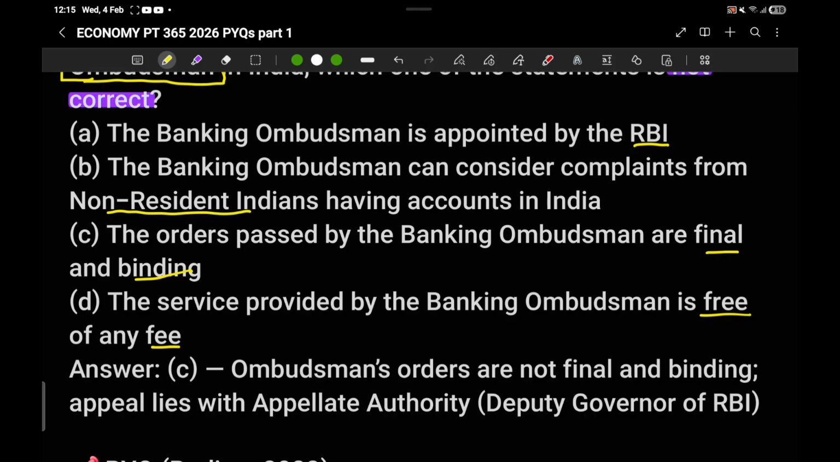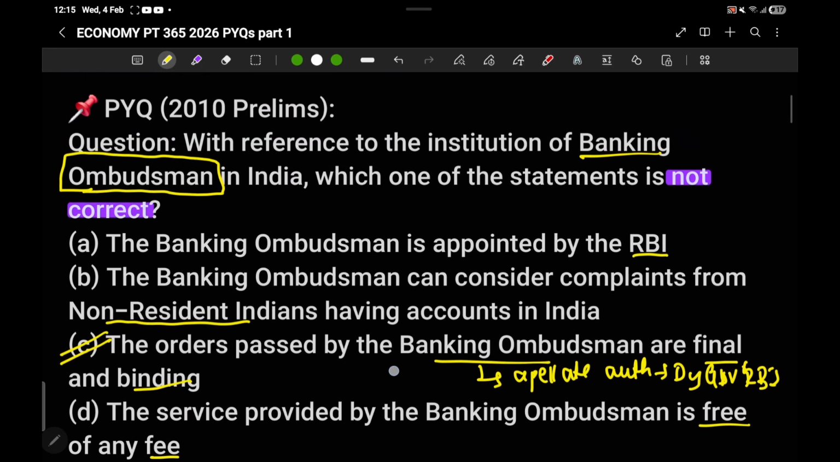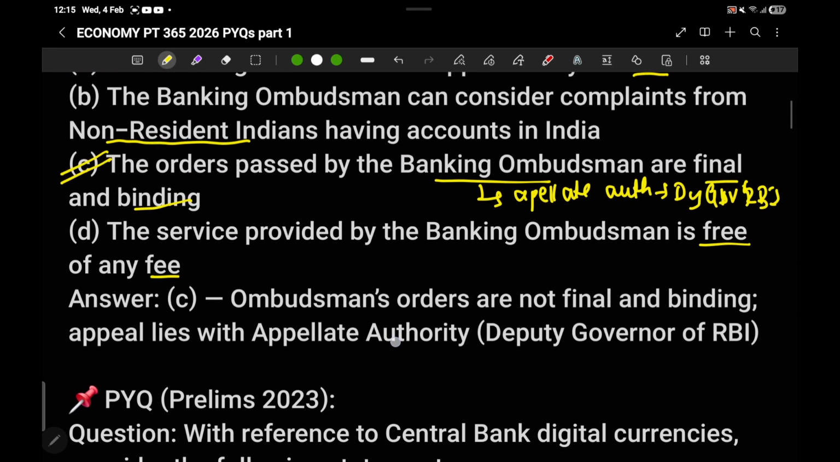The banking ombudsman is not a final authority to decide on the complaints. There is an appellate authority. Who is the appellate authority? It is the Deputy Governor of RBI. Any complainant who is not satisfied can file an appeal with the Deputy Governor of RBI. So option C is not correct. So next question.